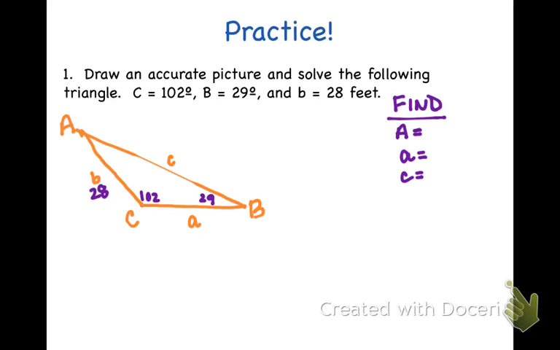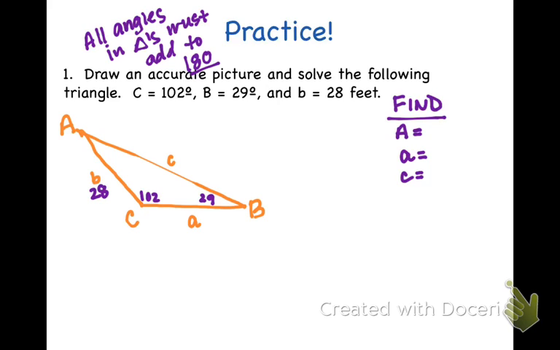If you know 2 angles, it is almost always easiest to find the missing angle first. We're going to use a fact called the triangle sum theorem that just says all angles in triangles must add to 180. That is a theorem. It is always true. If we've got these triangles here, all the angles have to add up to 180. So that's going to help me find angle A easiest. So we're going to start with that.